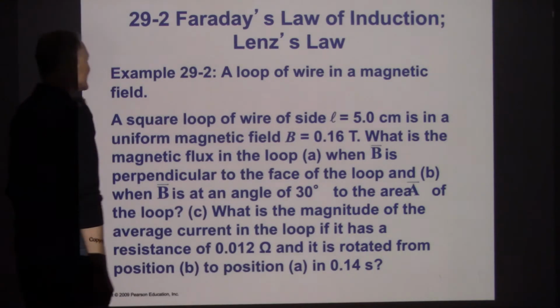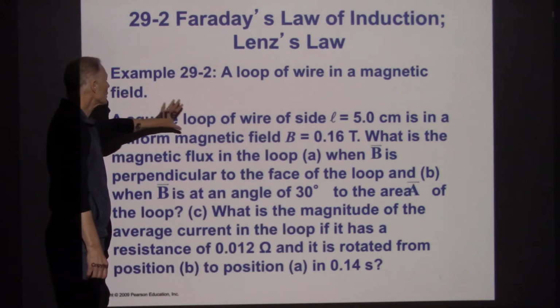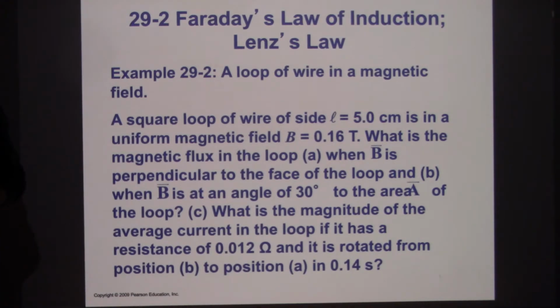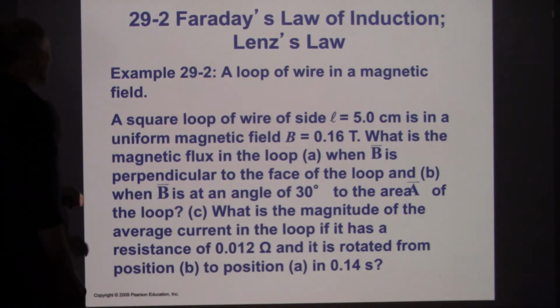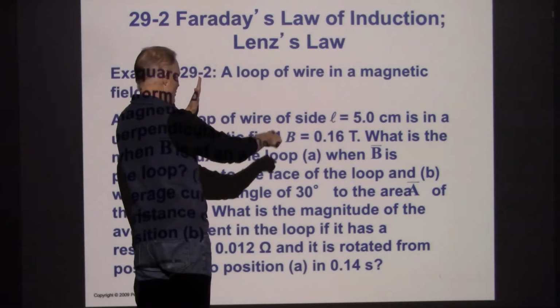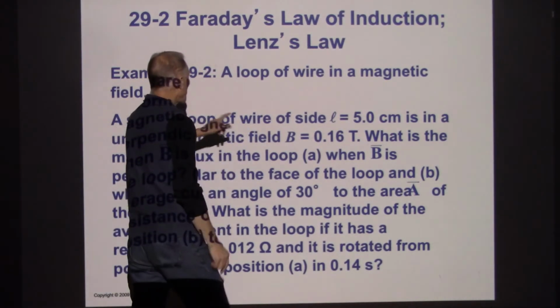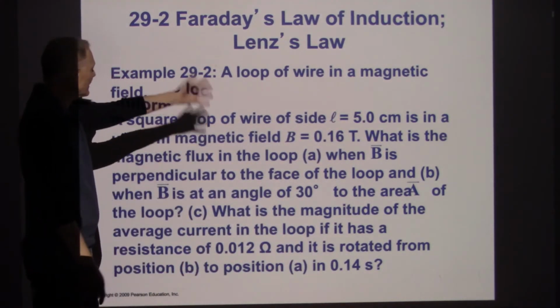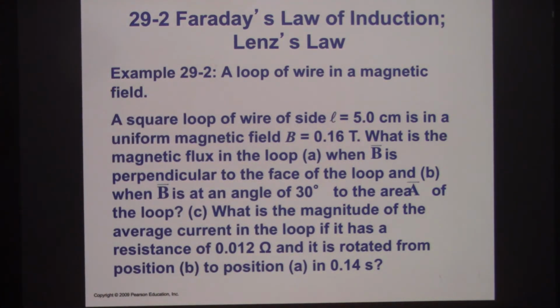So let's look at another example. We have a square loop. I always feel like loops should be round, but this loop is square. There's a loop of wire. Each side of that is 5 centimeters. It's in a magnetic field. The magnetic field is 0.16 Tesla. How much magnetic flux do we have?